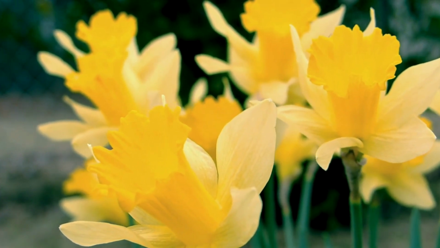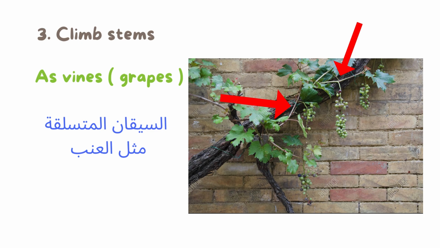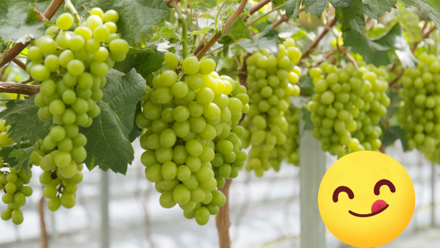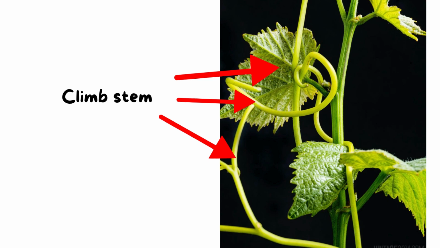So we have the third form of stems, which is climb stems. Climb stems, like the vines or grapes. These are grapes. Do you like grapes? Yes. Okay. So here, this is the climb stem. These are another form of the stems, okay?